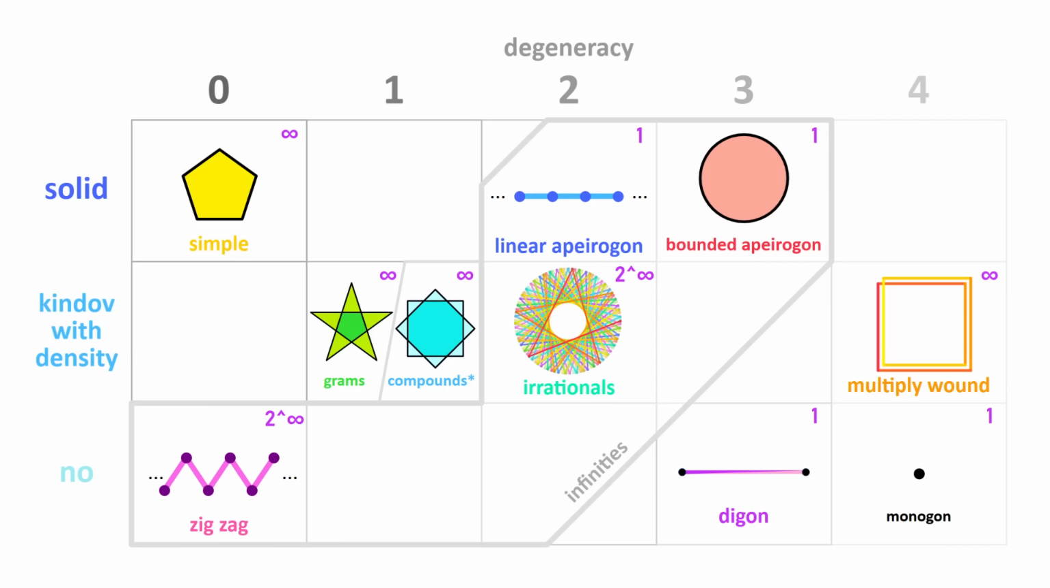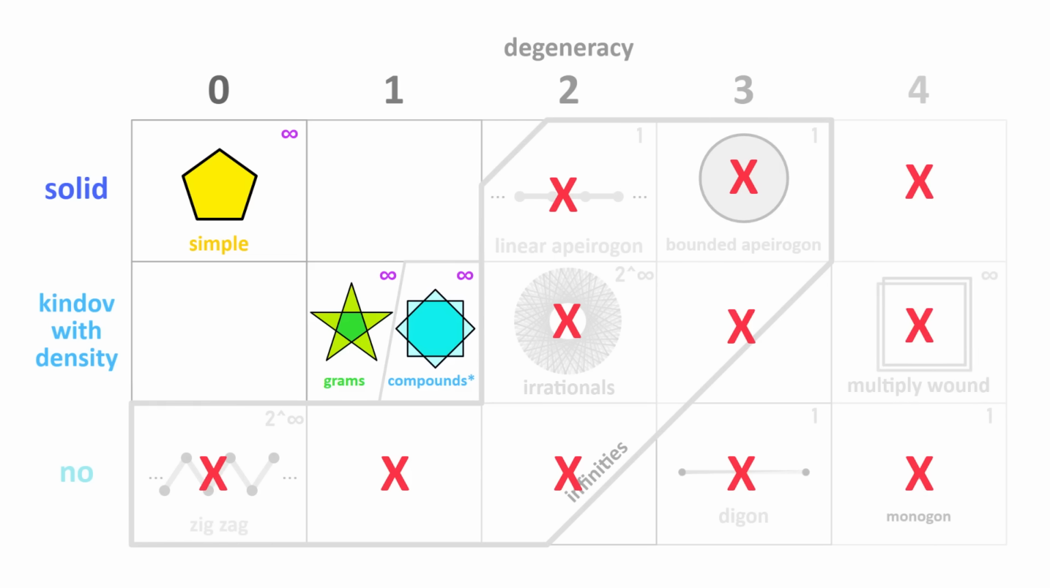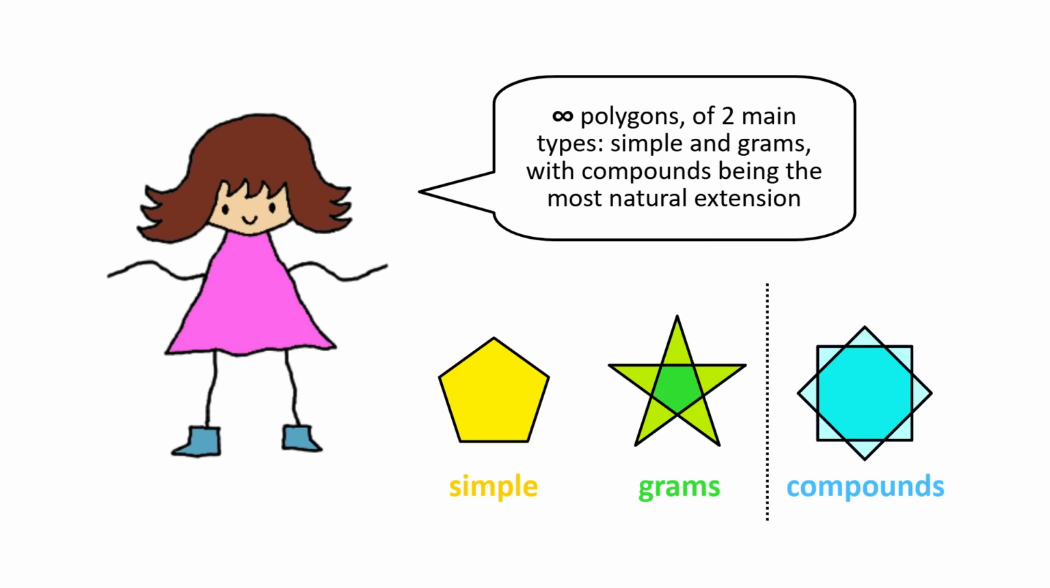Using this chart to answer how many regular polygons there are can be done however you want. Just as an example, I'll showcase my own personal reasoning. I consider apeirogons a separate entity to polygons because I don't think they count as closed. I also think an interior is kind of the defining characteristic of a polygon, either simply or with density. With a medium degeneracy tolerance, multiple winding is also excluded. This results in countably infinite simple polygons and polygrams, with compounds being the most natural extension of the idea.